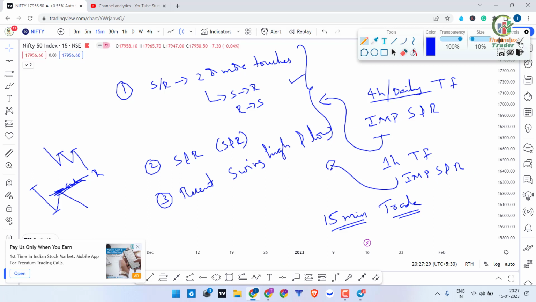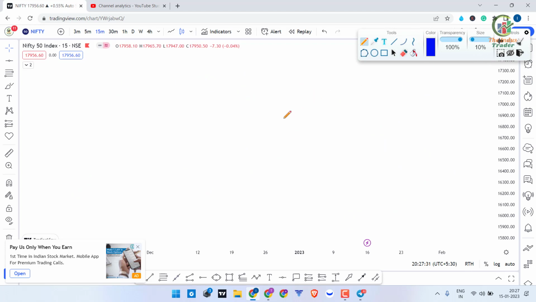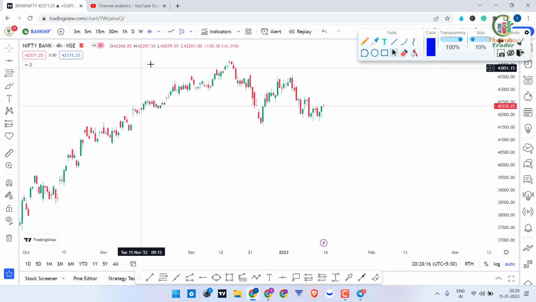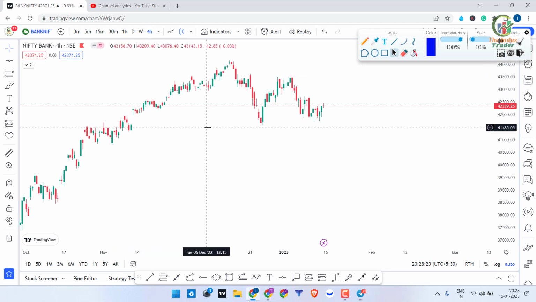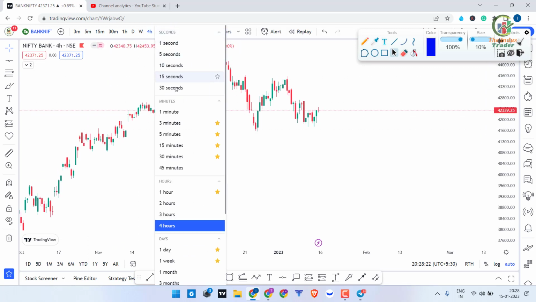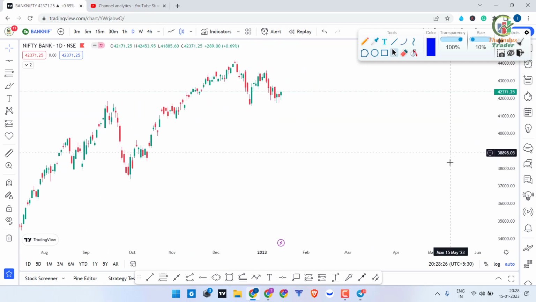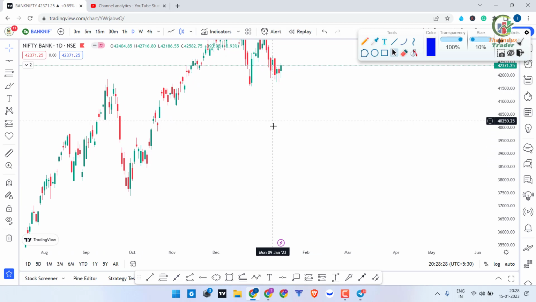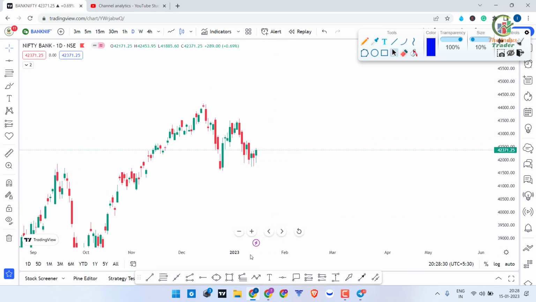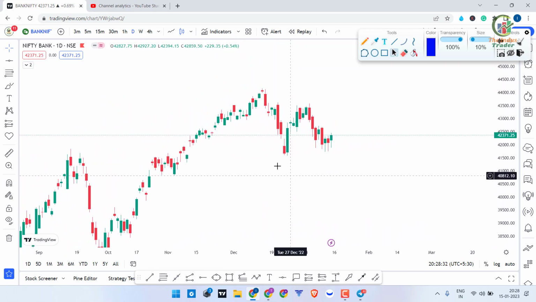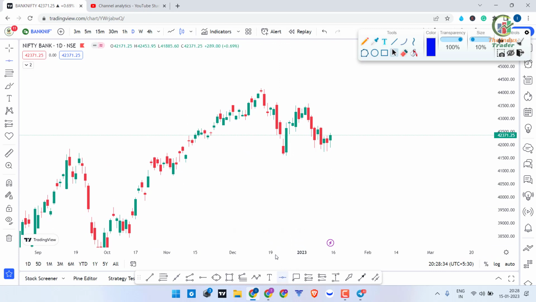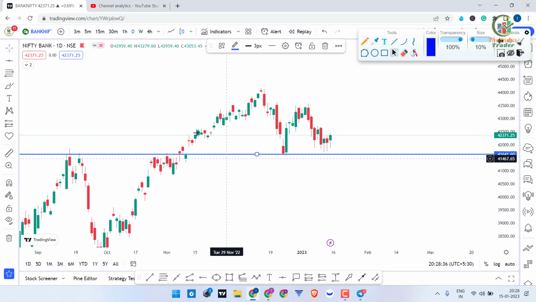So let's take an example again. Let's take Bank Nifty this time. You can also go for the daily time frame, not an issue. So let's go for the daily time frame. Okay, this is the daily time frame. In the daily time frame, let's draw the levels which are satisfying our criteria.